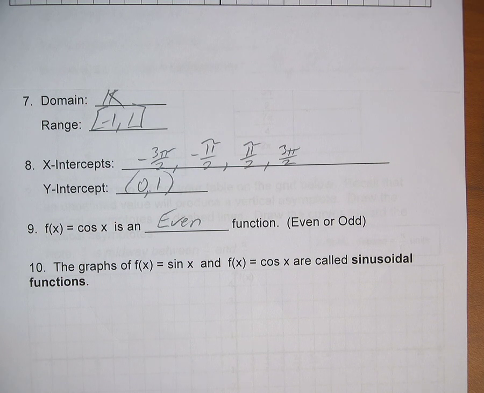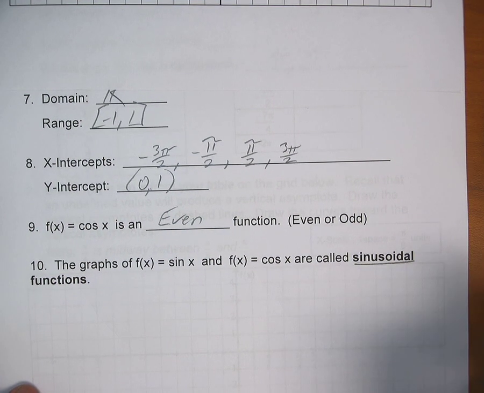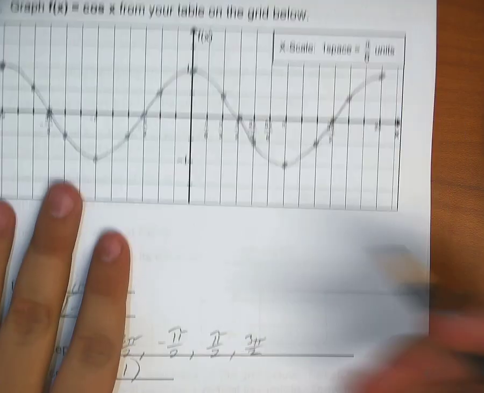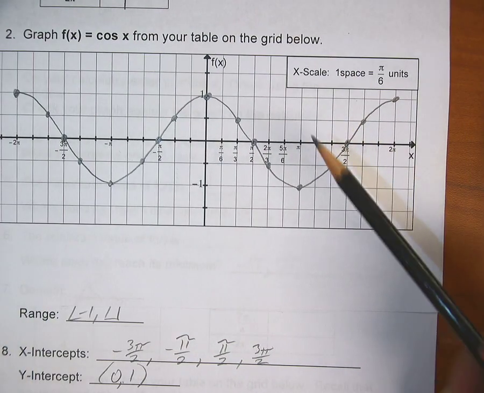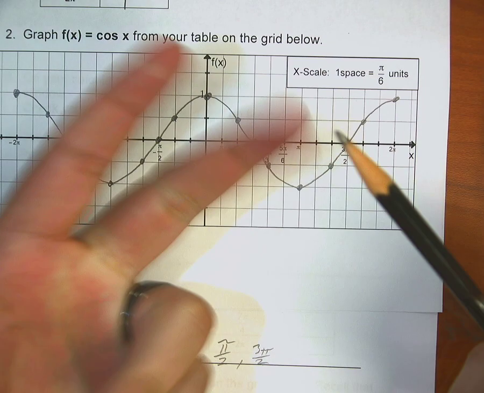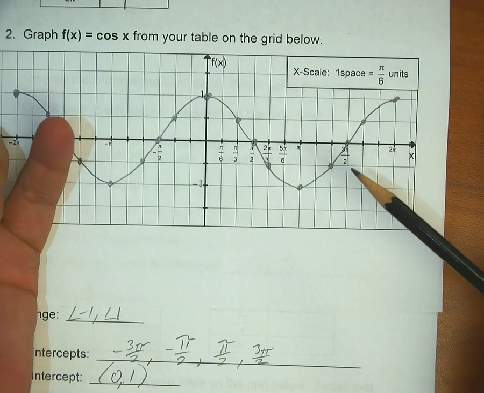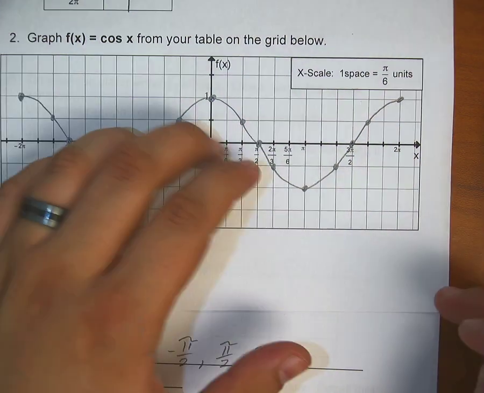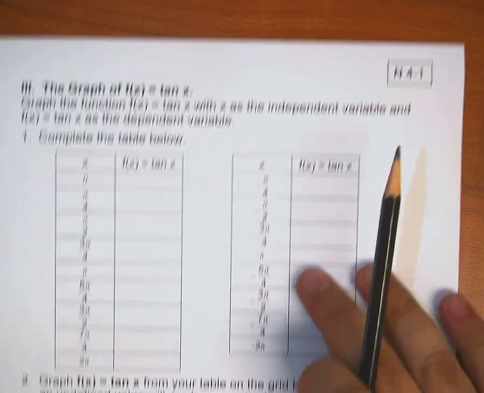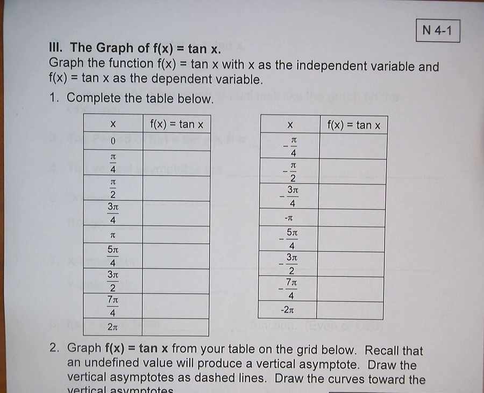The graphs of f of x equals sine x and f of x equals cosine x are called sinusoidal functions because that's this, right? Remember, quadratic is x squared. The parabola is the shape. Sine is the function. Sinusoidal is the shape of sine and cosine. This guy, on the other hand, oh my gosh.